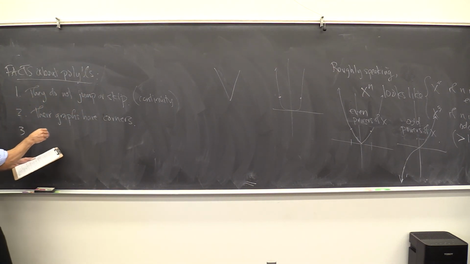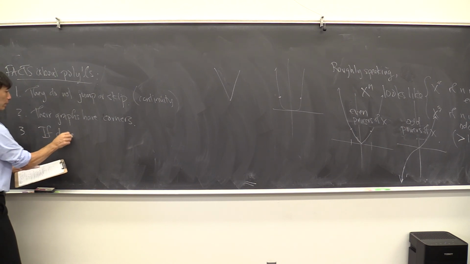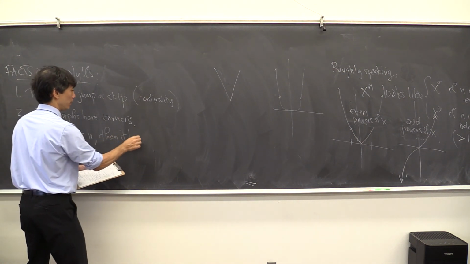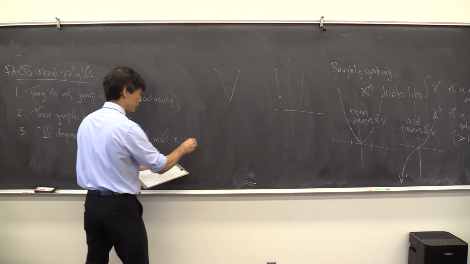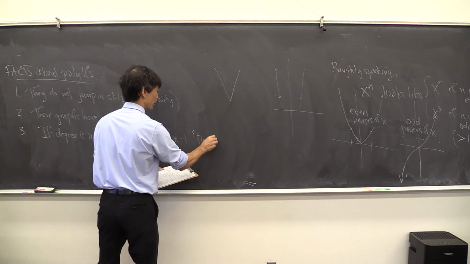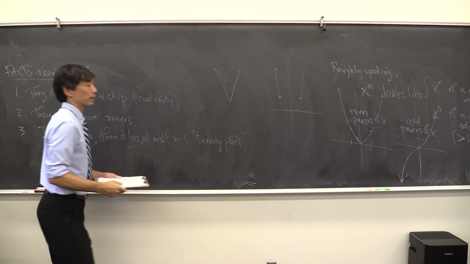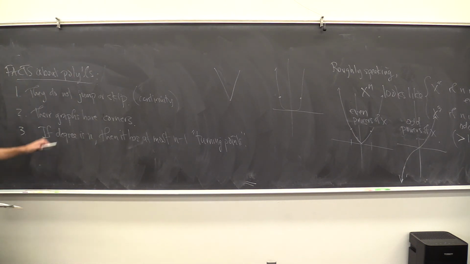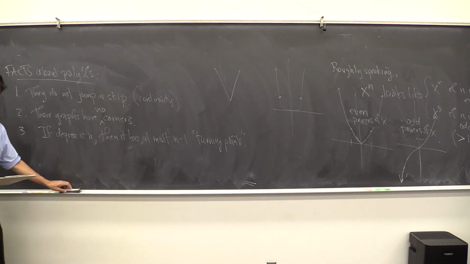Third, if the degree is n, then it has at most n minus 1 turning points. So the graphs don't have corners? That's right. The graphs have no corners.